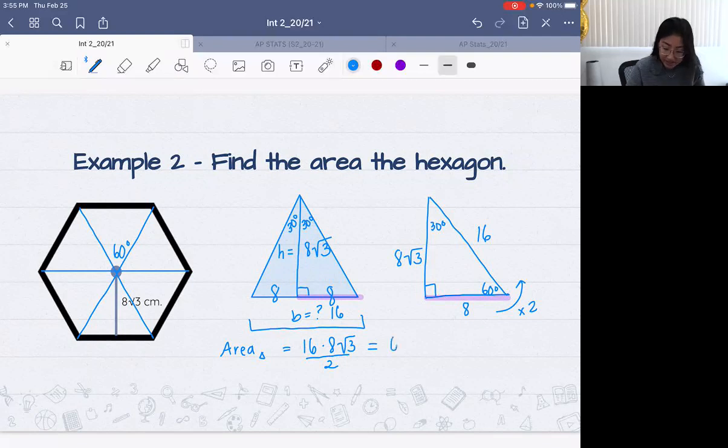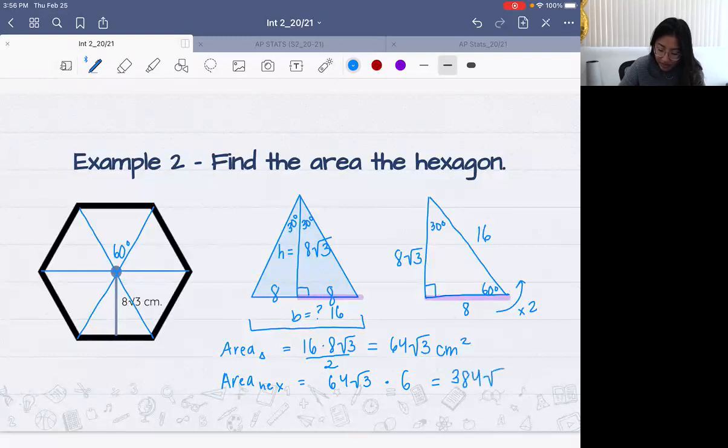Okay, so I get 64 square root of 3, and that's the area of one triangle. But I know I have a total of 6 triangles, so I'm going to take that value and multiply that by 6. So area of the hex equals 64 square root of 3 times 6, and then punch that in. And then 384 is my answer here.